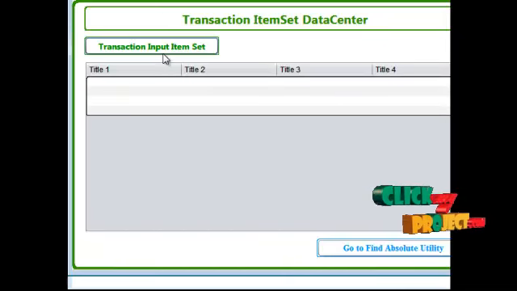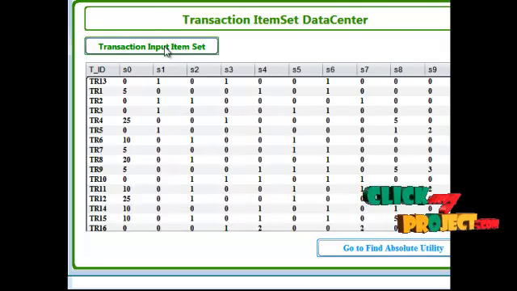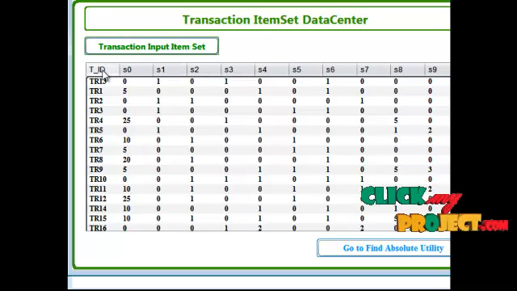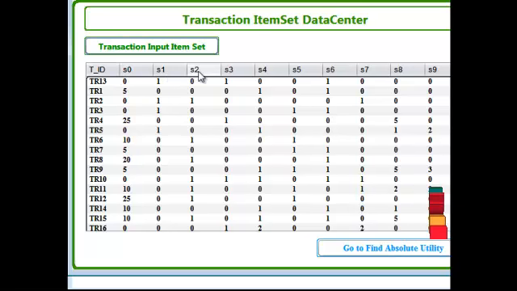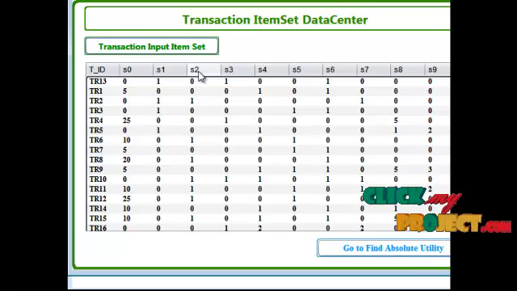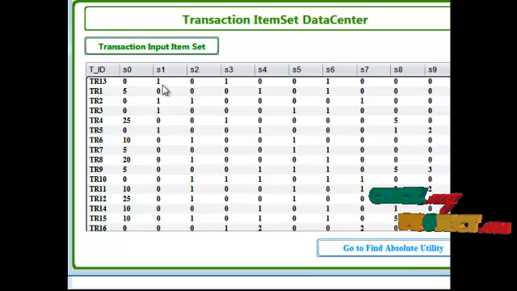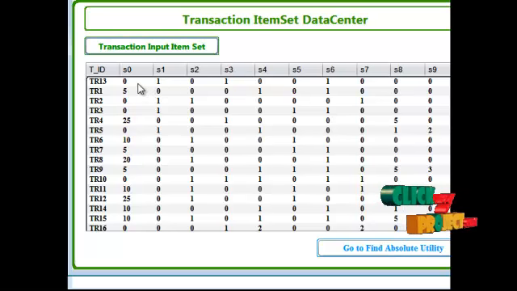Next we go to the transactions. First we click the transaction input item set. Here are given the transaction ID and the columns S0, S1, and so on. Here the TID is the transaction ID, and S0, S1, S2 are the items. The 0s and 1s show which items occur in each transaction. The 0 means the item was not purchased in this transaction. The 1 means the item is present in the current transaction.